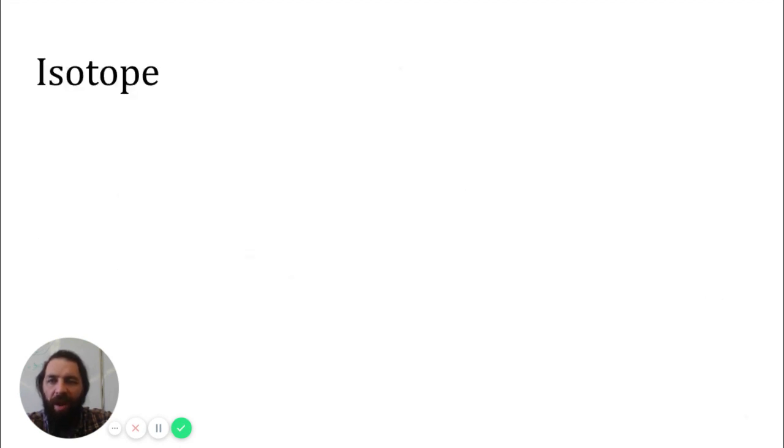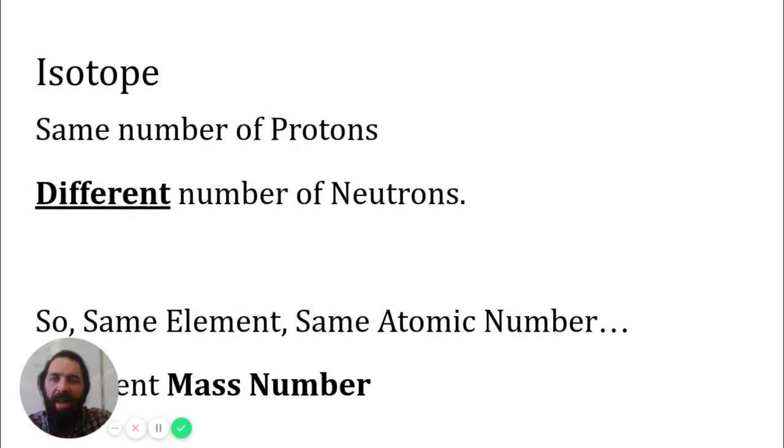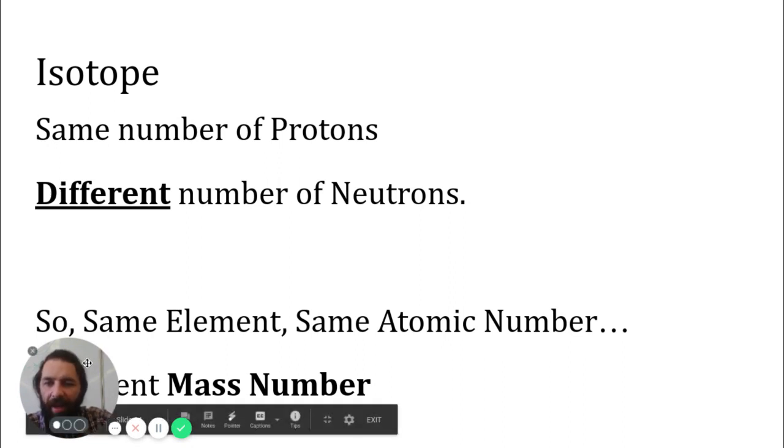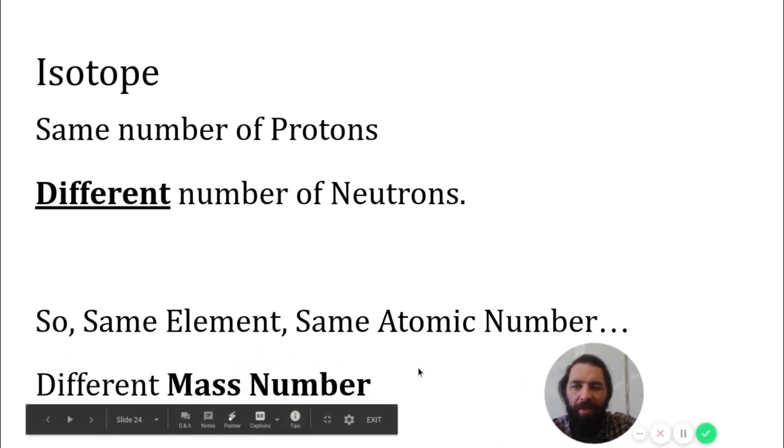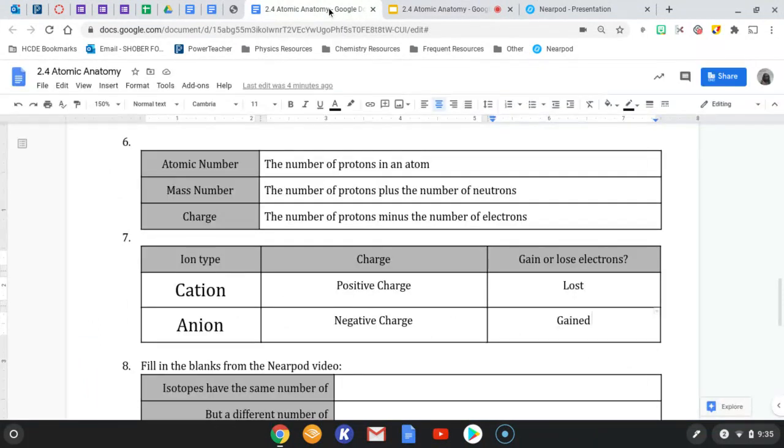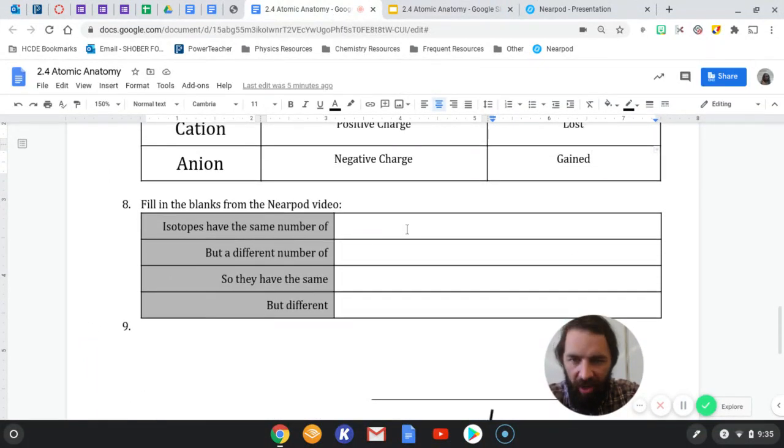Okay, so moving on, let's talk about another vocab word here, isotope. An isotope basically has the same number of protons, but a different number of neutrons. So it's the same element and the same atomic number because it has the same number of protons, but the difference here is that it has a different mass number. So same element, different mass number. And so that should help us fill in the next little spot on our worksheet. We're almost done. So isotopes have the same number of protons, but they have a different number of neutrons. So they have the same atomic number, but different mass number. So make sure you fill that in like that.